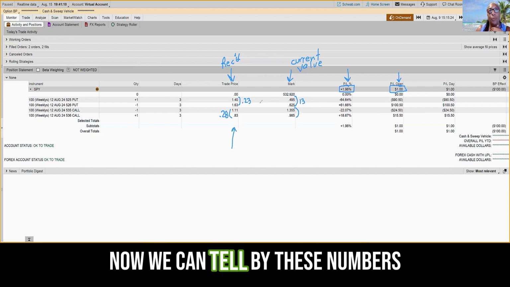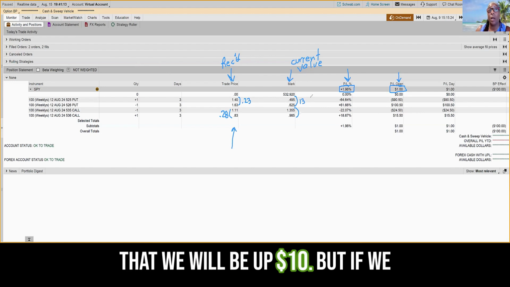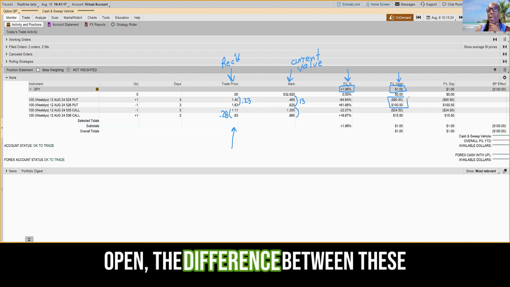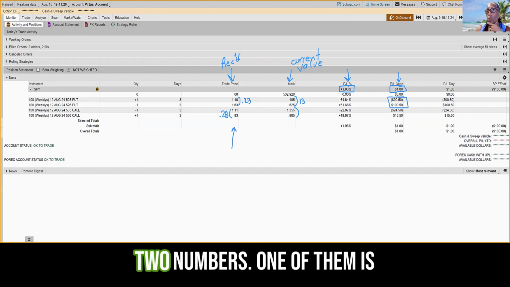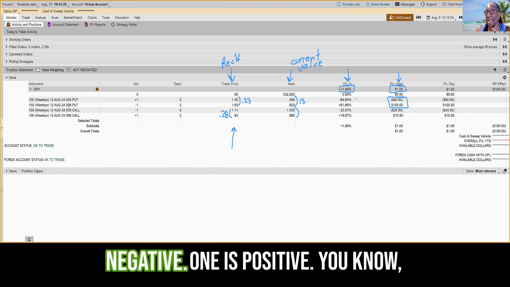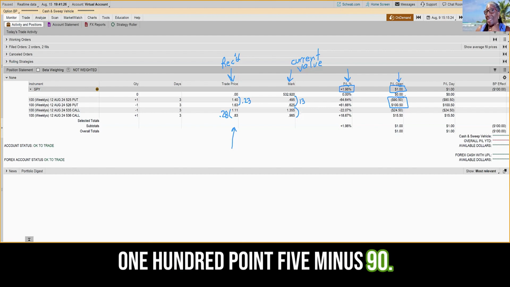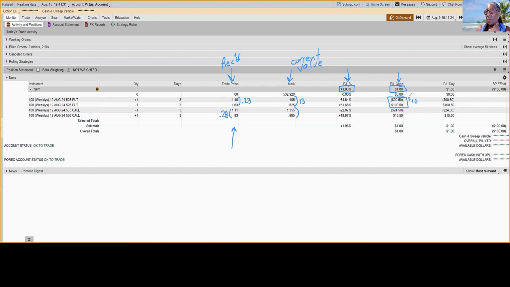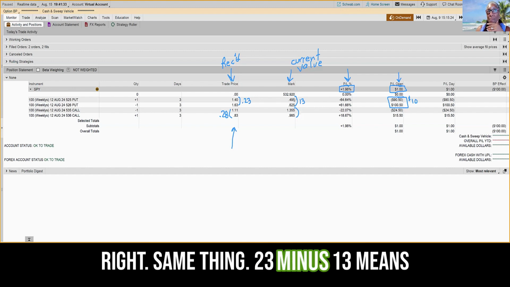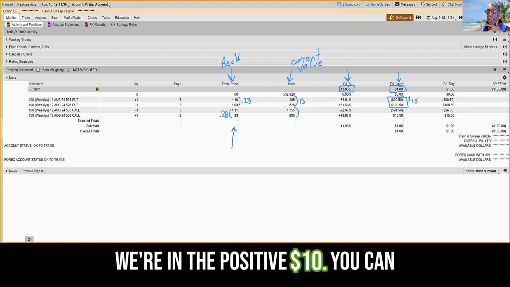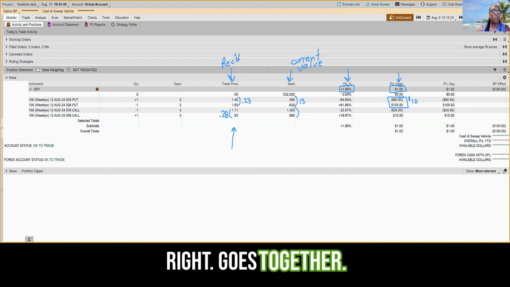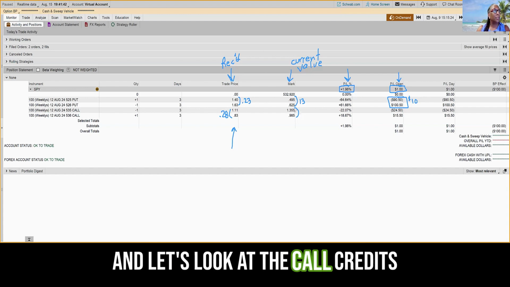Worth $13. Now we can tell by these numbers that we will be up $10. But we could also go over to P&L open, the difference between these two numbers, one of them is negative, one is positive. 100.5 minus 90.5 is again $10. Same thing. 23 minus 13 means we're in the positive $10. You can look at two places, but it's the difference between the spread. Goes together. And let's look at the call credit spread.